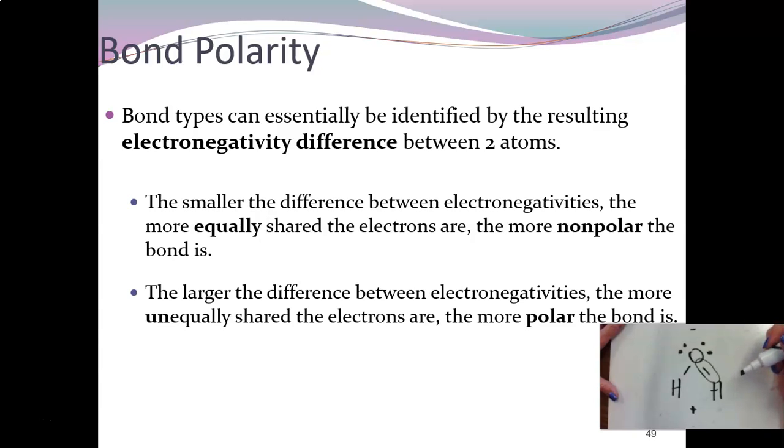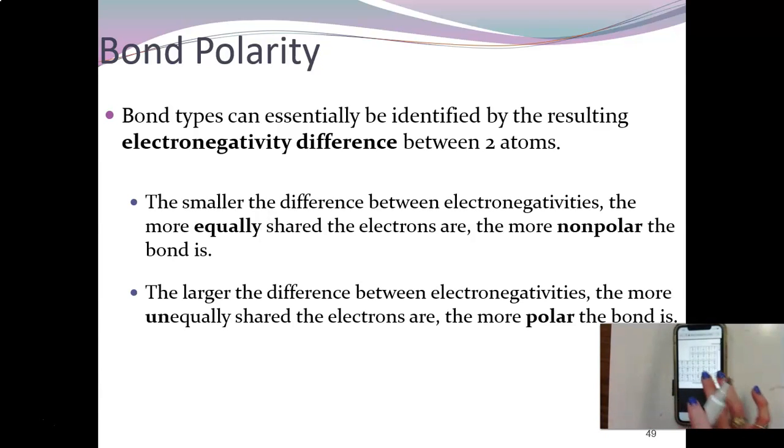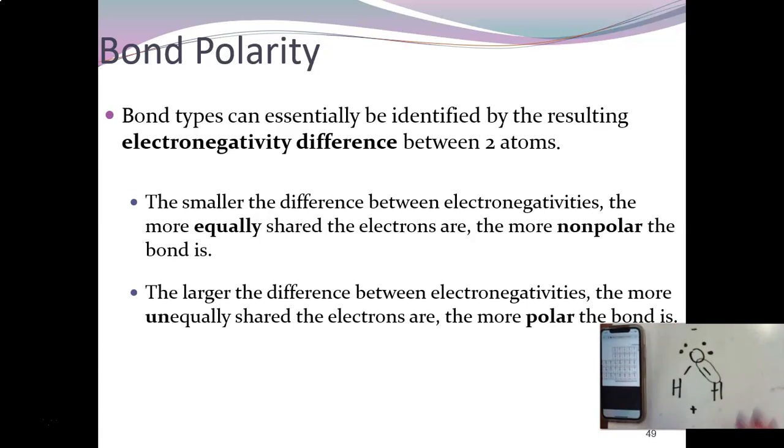What we're going to do is subtract some electronegativity differences. And since I do not have an electronegativity table, I'm going to use my cell phone, okay? I pulled up an electronegativity table here to show you how this works with the differences in electronegativity. So the smaller the difference between electronegativities, the more equally shared the electrons are, the more nonpolar the bond would be. The larger the difference between the electronegativities, the more unequally shared the electrons are, and the more polar the bond is.